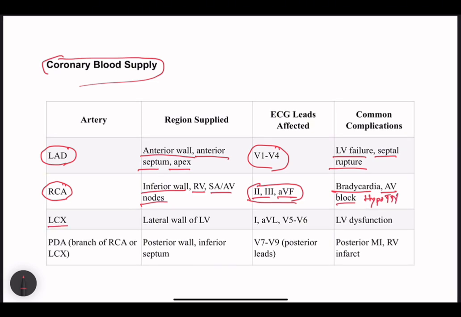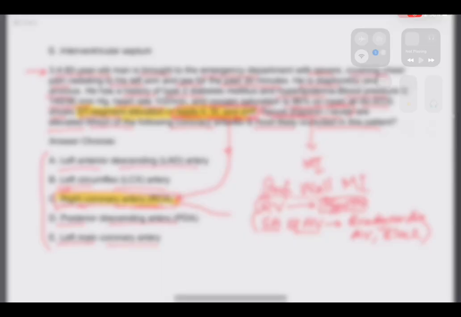Left circumflex artery supplies the lateral wall of the left ventricle. The leads affected are lead 1, aVL, V5 and V6, and its common complication is again left ventricular dysfunction or heart failure. And the posterior descending artery, which can be a branch of the right coronary artery or left circumflex artery, supplies the posterior wall and inferior septum. The leads affected are V7 to V9, which are also known as posterior leads, and its complications are posterior MI and right ventricular infarct. So this was all about Step style questions.